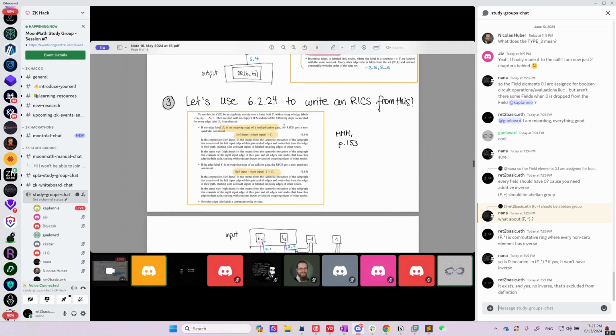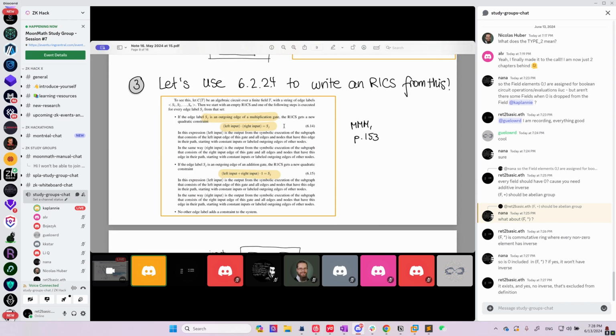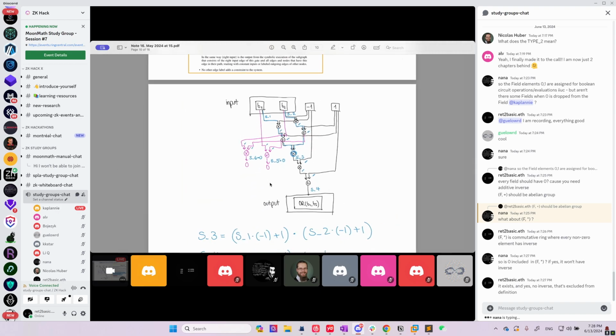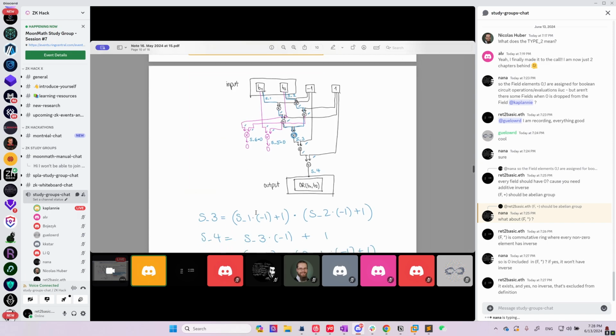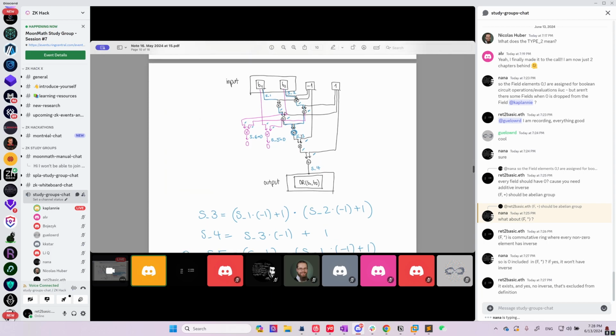Okay, so we're going to write R1CS. We want to write R1CS from this, so we first have to write down the constraints. And we'll have a new constraint for each multiplication and for each labeled addition. So let's look at S3. I'm going to write down the left part. It's going to be one part of the multiplication. The other part is going to be the right input path and input graph from that.